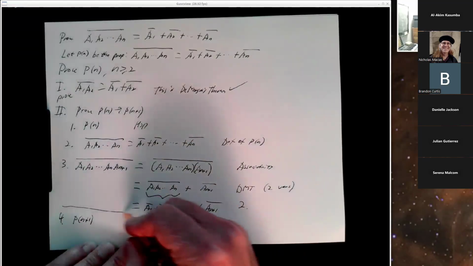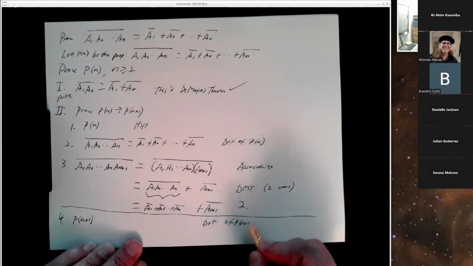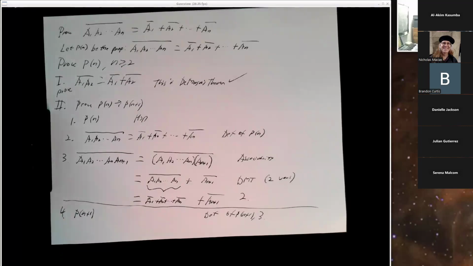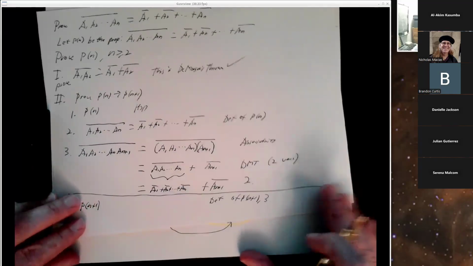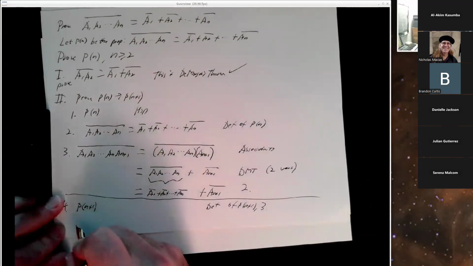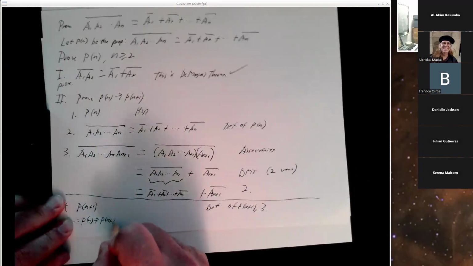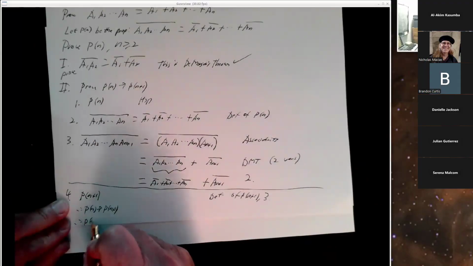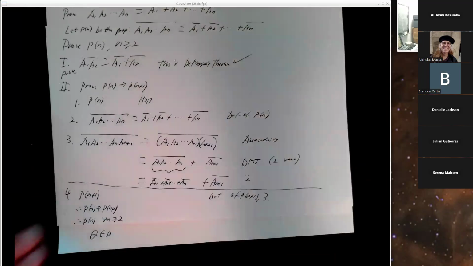Let me put a line here. That's the definition of P of n plus 1 in proposition 3. So therefore, P of n implies P of n plus 1, and therefore P of n for all n bigger than or equal to 2. And that's what we wanted to show.